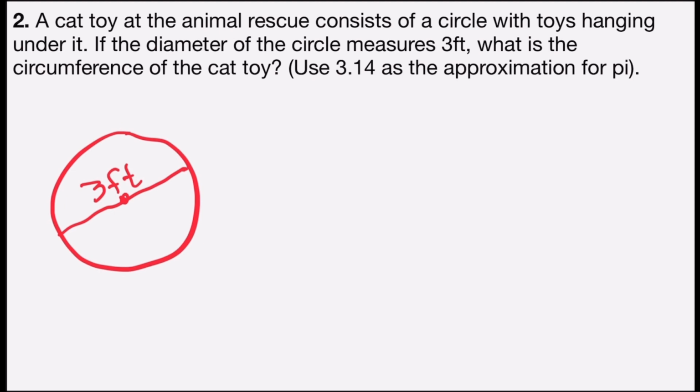I have two different formulas for circumference of a circle. I'm going to use the one with diameter, since that's what I'm given. The circumference of a circle is equal to pi times the diameter.